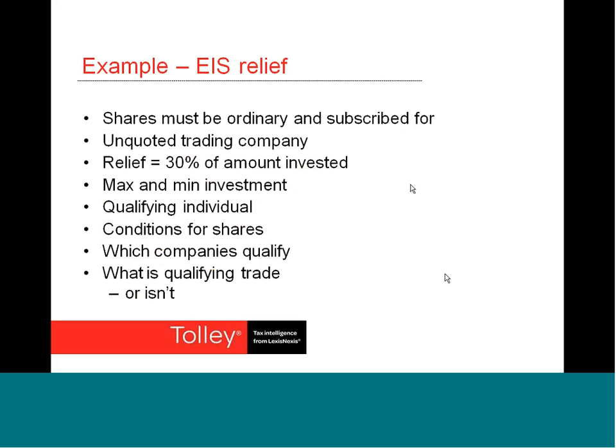I want to move on to now talking about how you will highlight in a way that's useful for you in the exam. So, for example, if we have a look at EIS relief, and here are the main conditions listed in front of you. So our shares are ordinary shares subscribed for in an unquoted trading company. The relief is 30% of the amount invested.